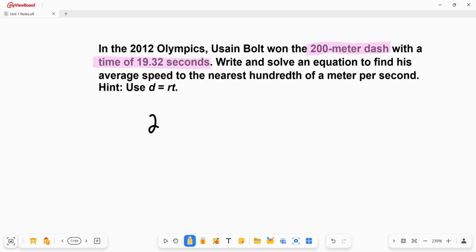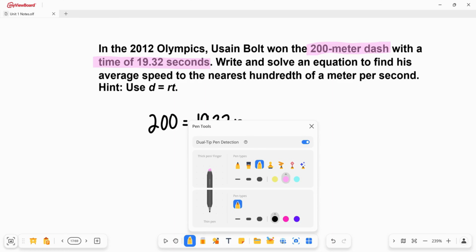So my distance is 200. Now my time, because I don't have my rate, my time is 19.32, and I can just put R on the backside. It looks a little bit goofy if you keep it in the front, but not a bad deal if you do. Okay, so looking at this, it is a one-step equation still.